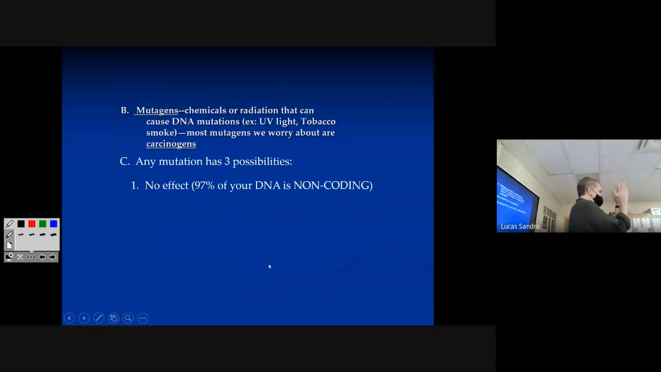RNA polymerase splits the DNA and then matches bases to one strand, not the other. So for every gene, there's half of the DNA that's not being used. So a mutation there is fine. Right? So there's 50%.